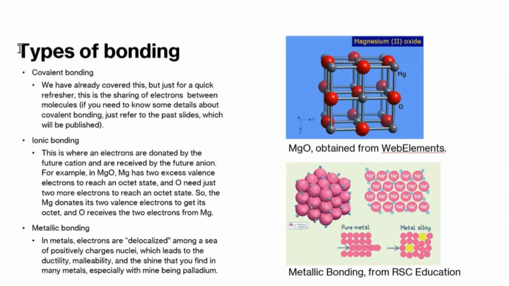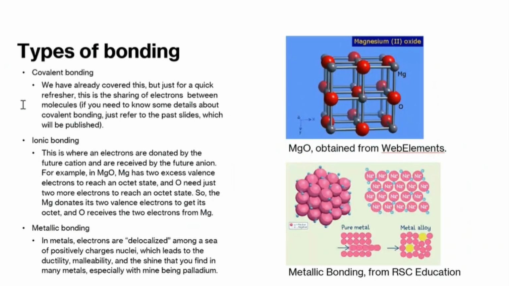So going on, we'll talk about the types of bonding. Of course we have covalent bonding, which is just the sharing of electrons between atoms. Now we'll go on to ionic bonding. Covalent bonding is the sharing of electrons, but ionic bonding is basically where one element gives up some of its electrons and another element manages to gain some electrons. So it's sort of like a win-lose situation.